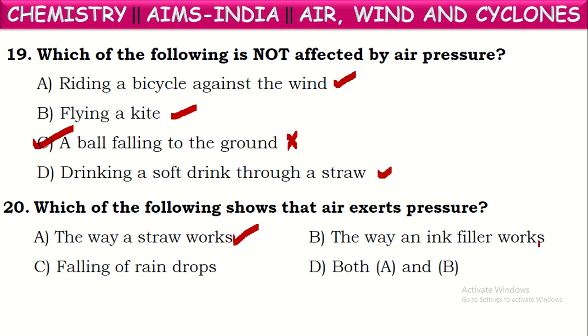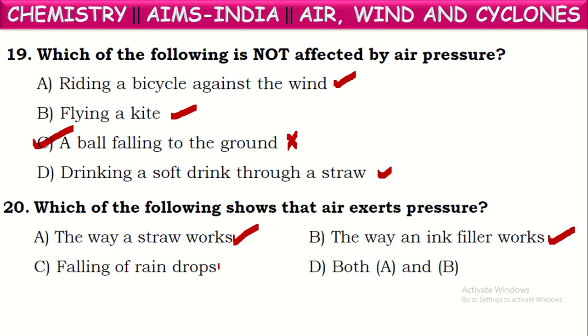The way an ink filler works. In this also air pressure is working, because when you press the bulb of the ink filler, the air inside the bulb will go out. Now when you leave the bulb, the pressure inside the bulb will decrease, and hence the air outside, on the surface of the ink, pushes the ink inside, because air always tries to move from a high pressure area to a low pressure area. In that way, ink enters the ink filler. So there also air pressure is at work.